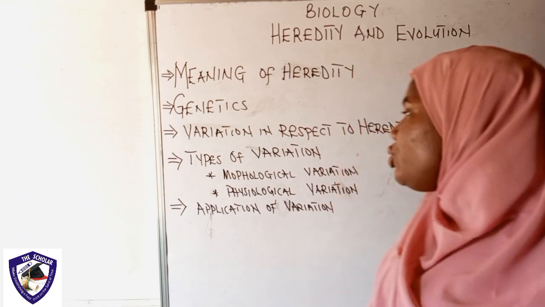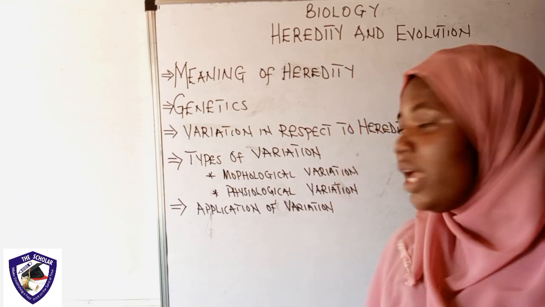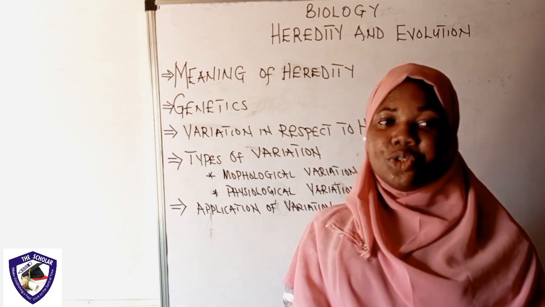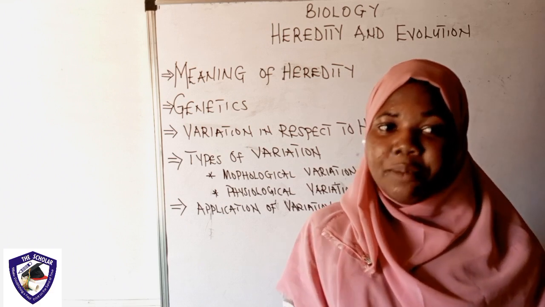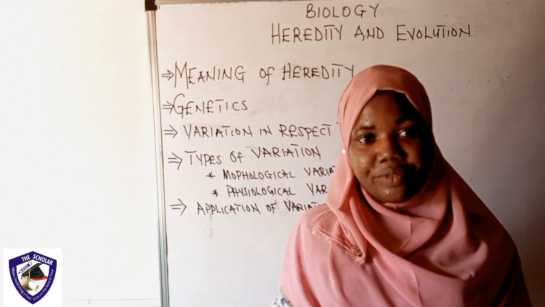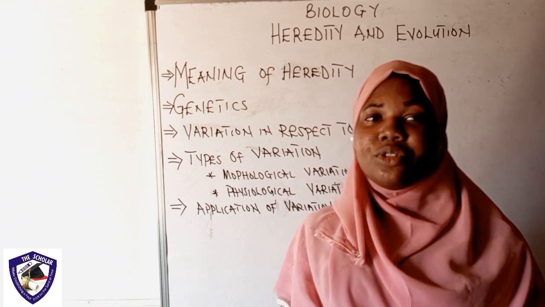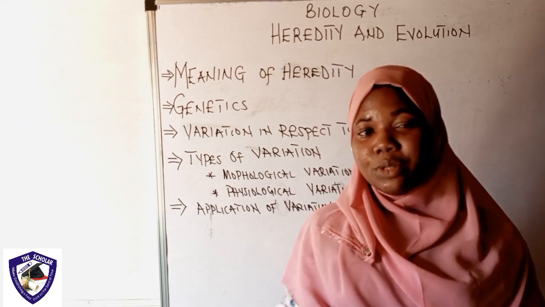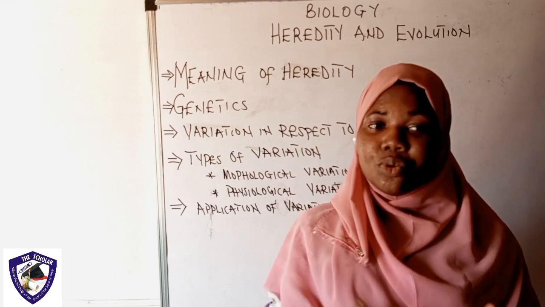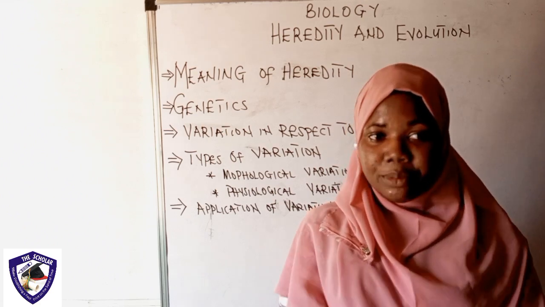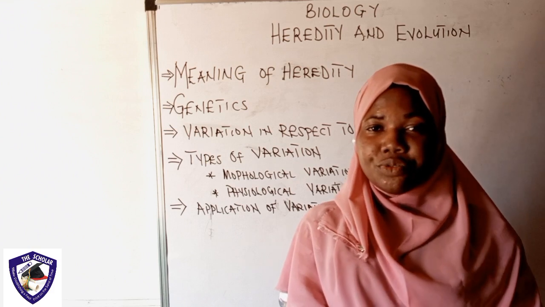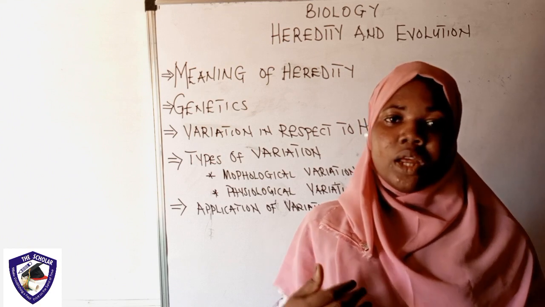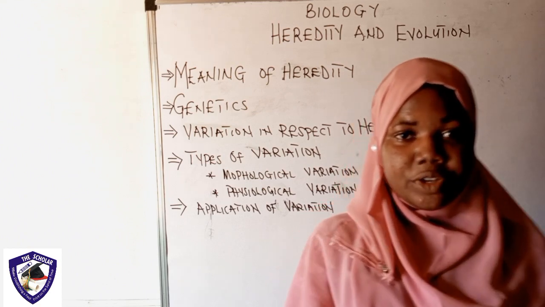Now, moving forward, we'll be looking at the two types of variation: morphological variation and physiological variation. The first one I'll be treating is physiological variation, and it deals with how individuals of the same species behave and react to conditions in their environment. Like I explained earlier, physiological deals with the function of parts, and the functioning of the body. It is also called discontinuous variation because it is not passed to the next offspring, and it can easily fade away in the generations of a particular species.